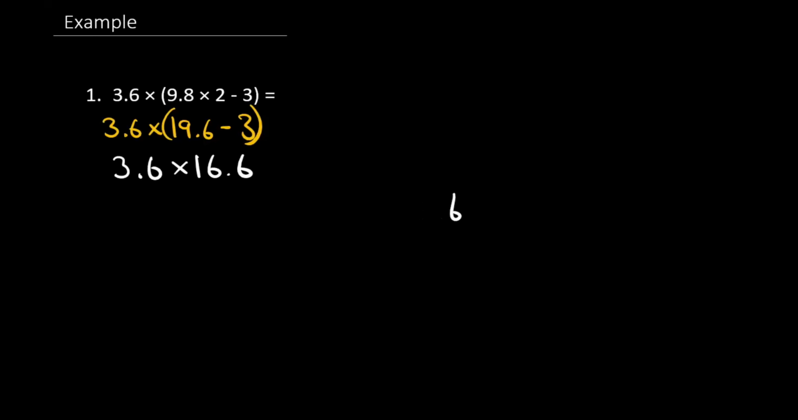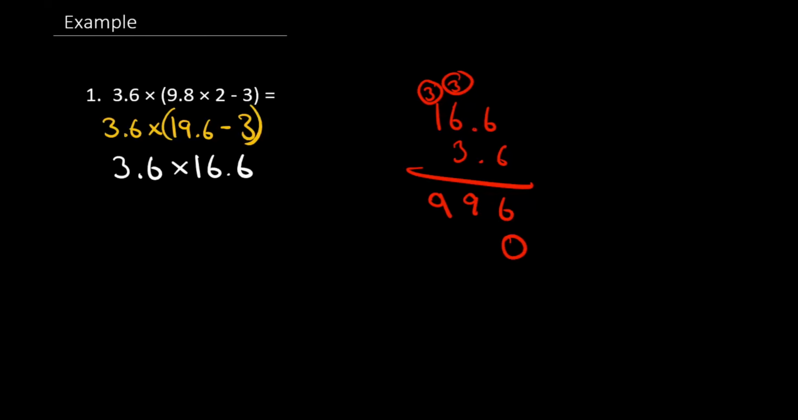So now what we do is multiply 16.6 times 3.6. 6 times 6 is 36. 36 plus 3 is 39. And then 3 times 1 is 3. 6 times 1 is 6. Plus 3 is 9. Now you add a 0 here. 3 times 6 is 18.